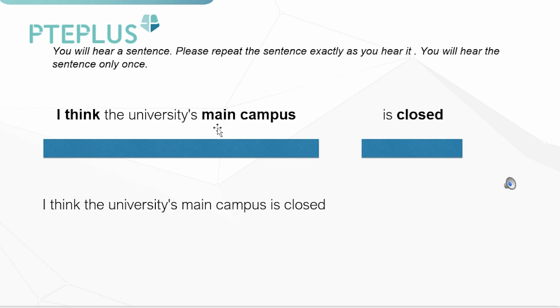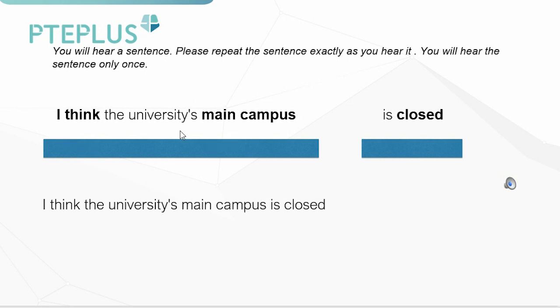So in terms of the phrase here, university's main campus, a lot of students will be likely to forget 1 or 2 of the words here. Some students will forget university, some students will forget campus, and some students will forget main. And in this particular example, even if you have a vague recollection that the word should be university, if you're not familiar with it and if you're not 100% about it, just skip the word. Just say, I think the something main campus is closed. That would be an example of a good response.